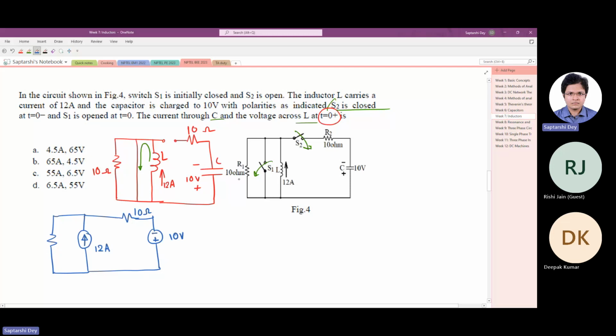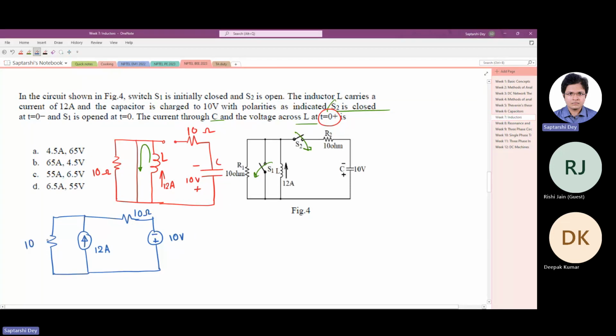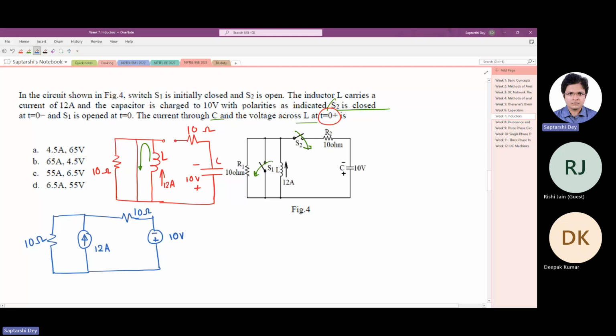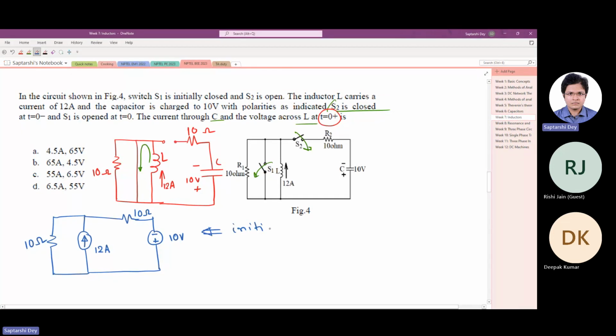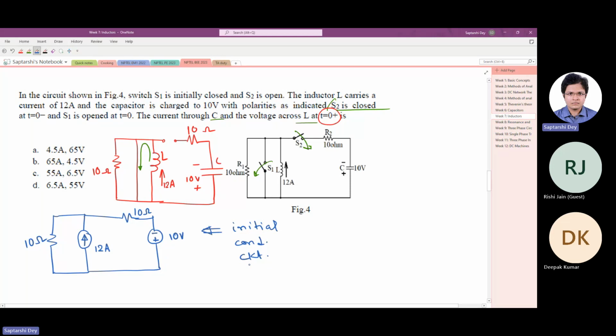So 10 ohm and 10 ohm. We have been asked to find out what happens at t tends to 0 plus. That means we can simply solve this circuit and tell. So this one we can call, say, initial condition circuit or something. This is not a standard terminology, we are just calling it like this. Now this one we have to solve, and we have to find out how much current through C and voltage across L.